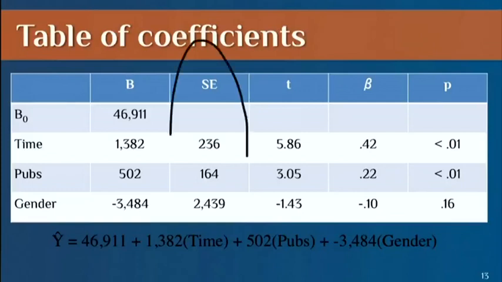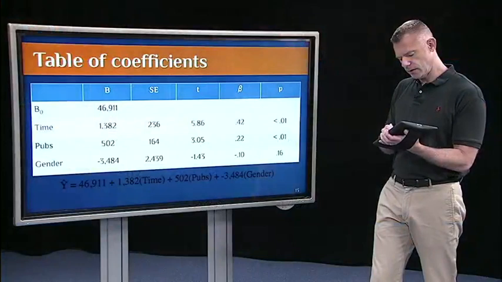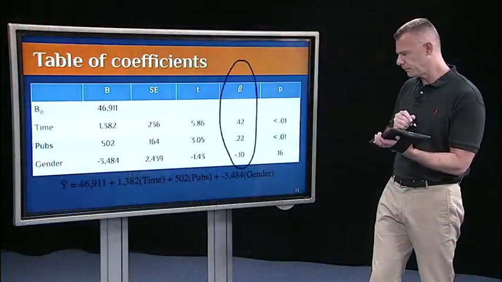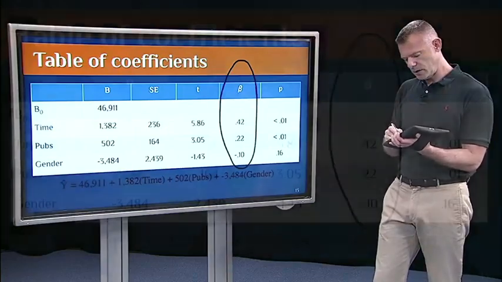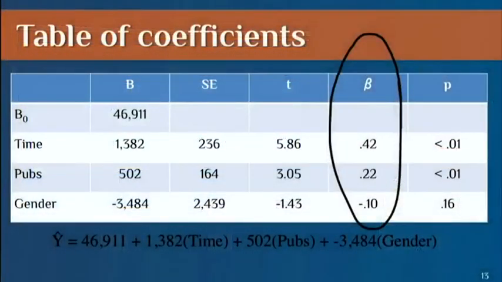You have a standard error associated with each one of those. Remember, because each one of those is just a point estimate. Now that we've talked about confidence intervals. T is just the unstandardized regression coefficient over standard error. I'm using beta here to reflect the standardized coefficient, and I just put that in so you could compare them. And then you get a p-value associated with each one. And then down here at the bottom is just the overall regression equation.